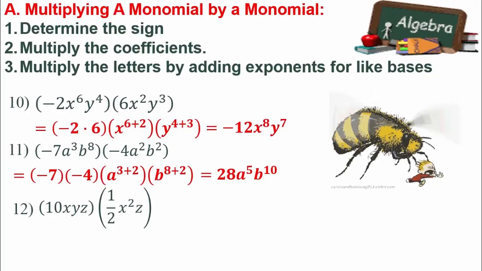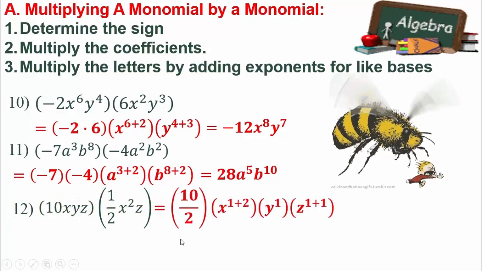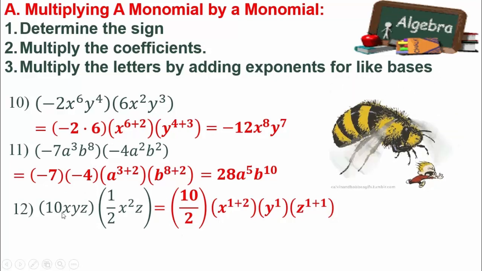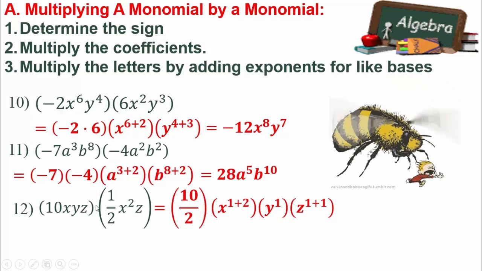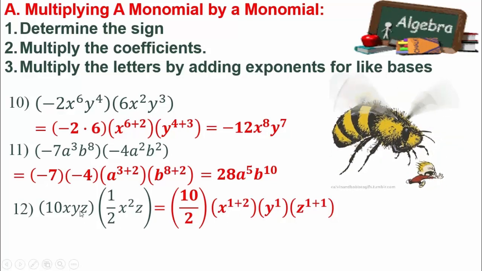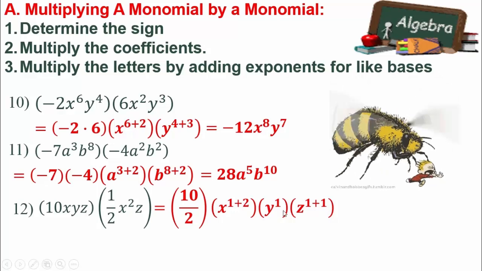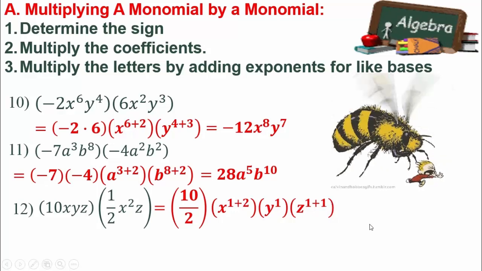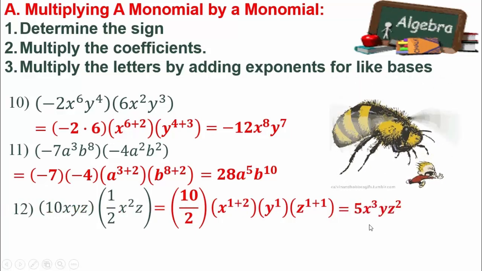So, in reviewing what we just did on the whiteboard in example number 12, here I did my coefficients, and as you see, it's 10 over 2. That's what 10 times 1/2 means. And then I have my x's, and then my y's. I only have y to the first power. That's all I have here. And then I have my z's, and I have 2 of them, and all of them to the first power, so it's 1 plus 1. And then I put it together to get my final answer.